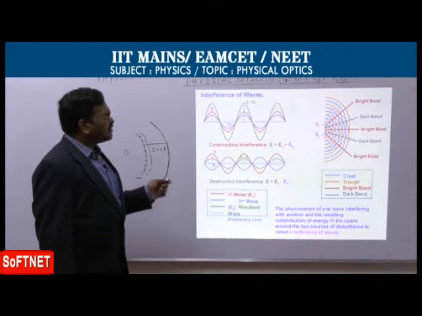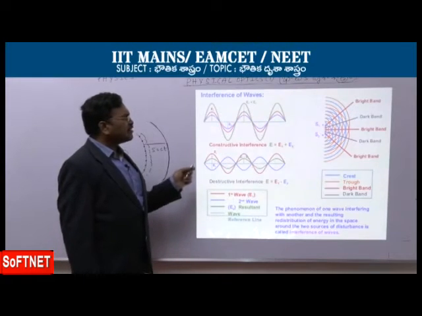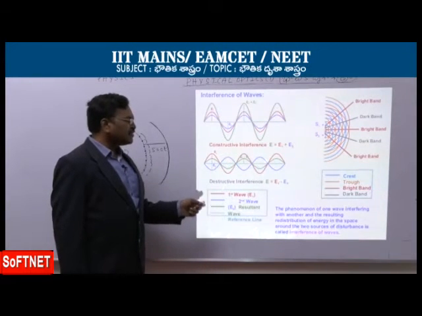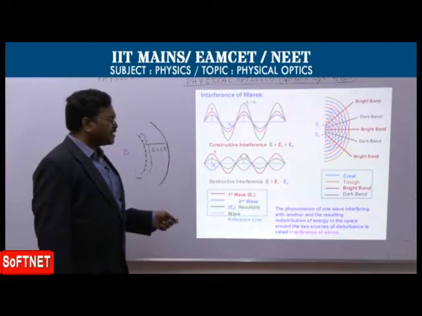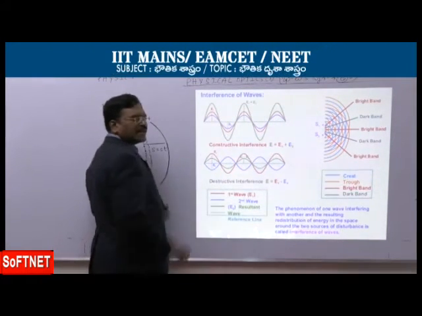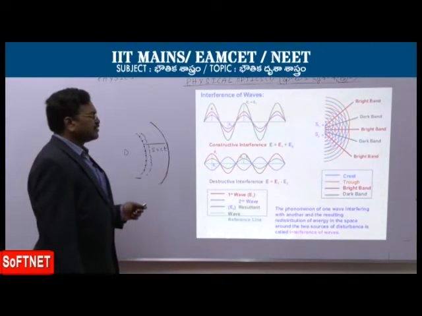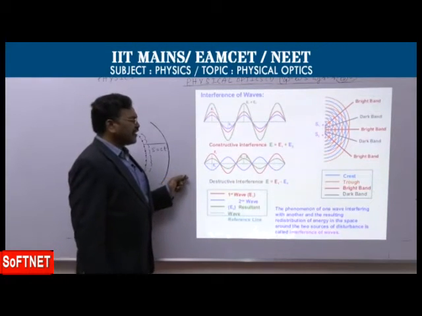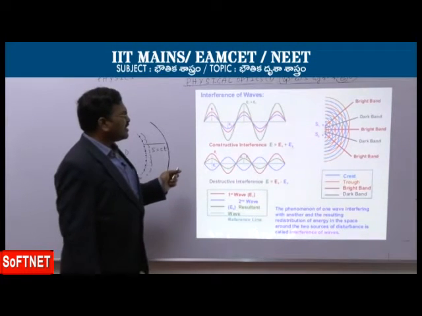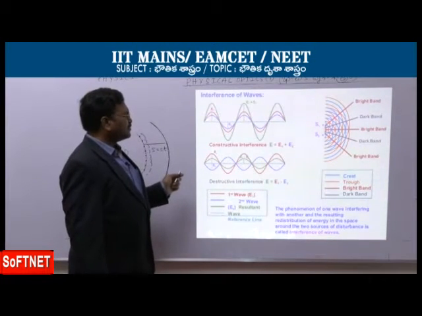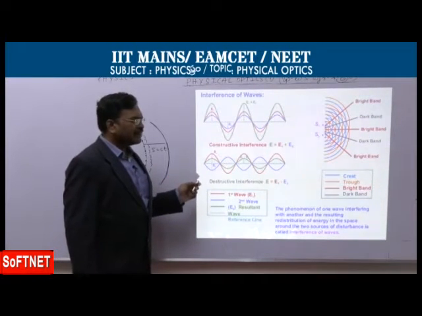Otherwise, here we take E1, E2 as amplitudes. The resultant amplitude becomes E1 plus E2 when the two vectors are in the same direction: this is constructive interference. When the two are out of phase, the vectors are opposite in direction, so we take E1 minus E2: this is destructive interference. The green color indicates the resultant wave. When two waves are superimposed and interfere, we get a resultant wave.